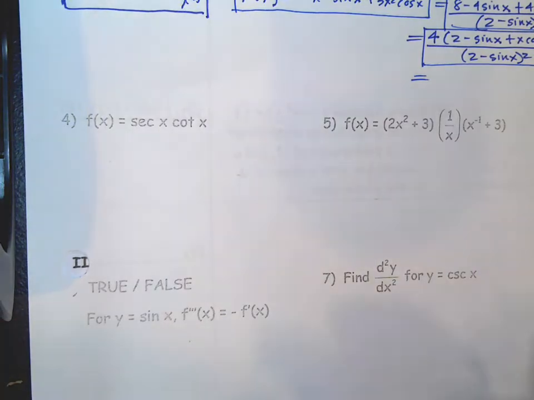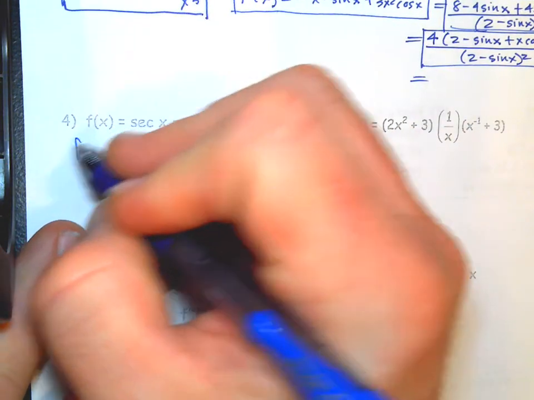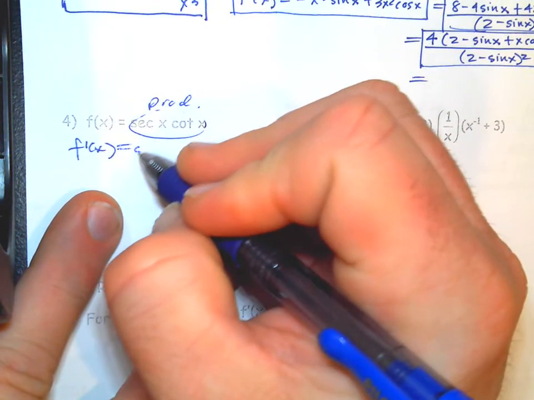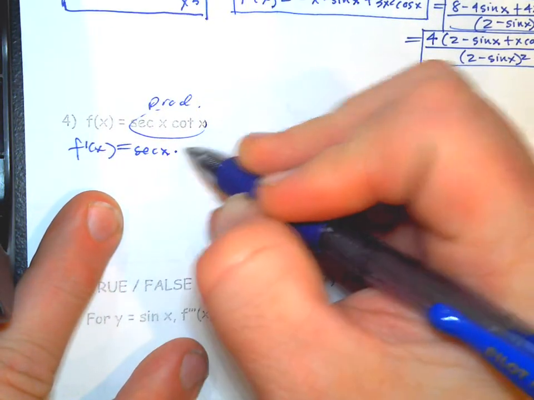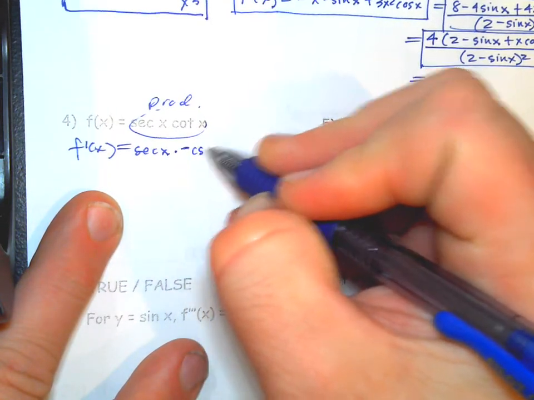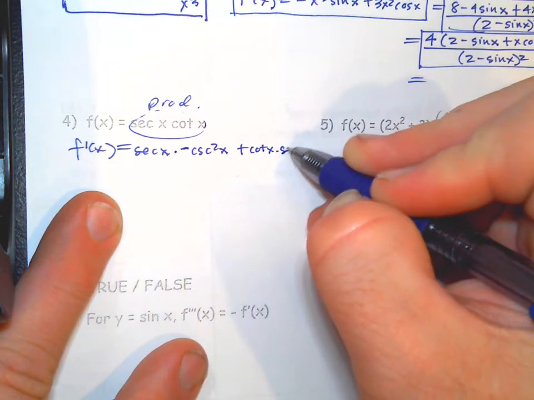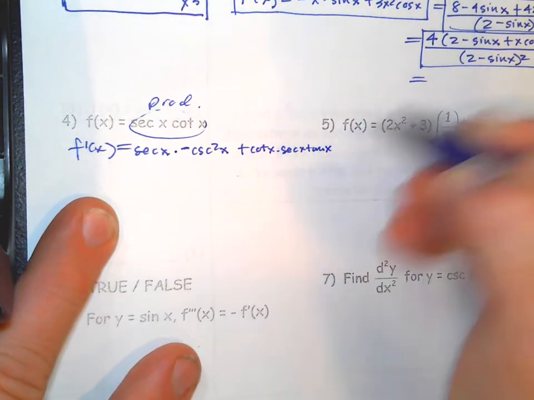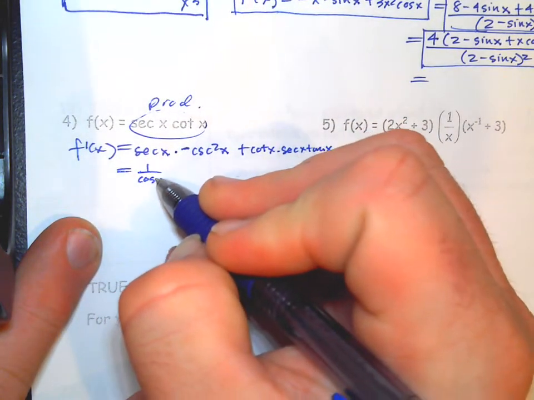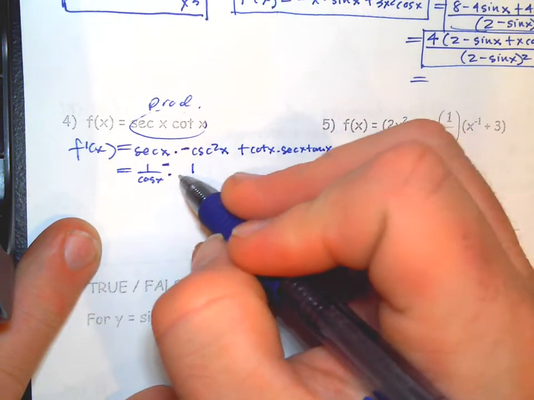Secant cotangent, we might consider, we could just do it the way it is. Say, okay, well, f prime, it's a product rule, right? So it's going to be secant times the derivative of cotangent, which is negative cosecant squared, plus cotangent times the derivative of secant, which is secant tan. Now, I think we could probably try and write this simpler now. Secant is 1 over cosine. Cosecant is 1 over sine.